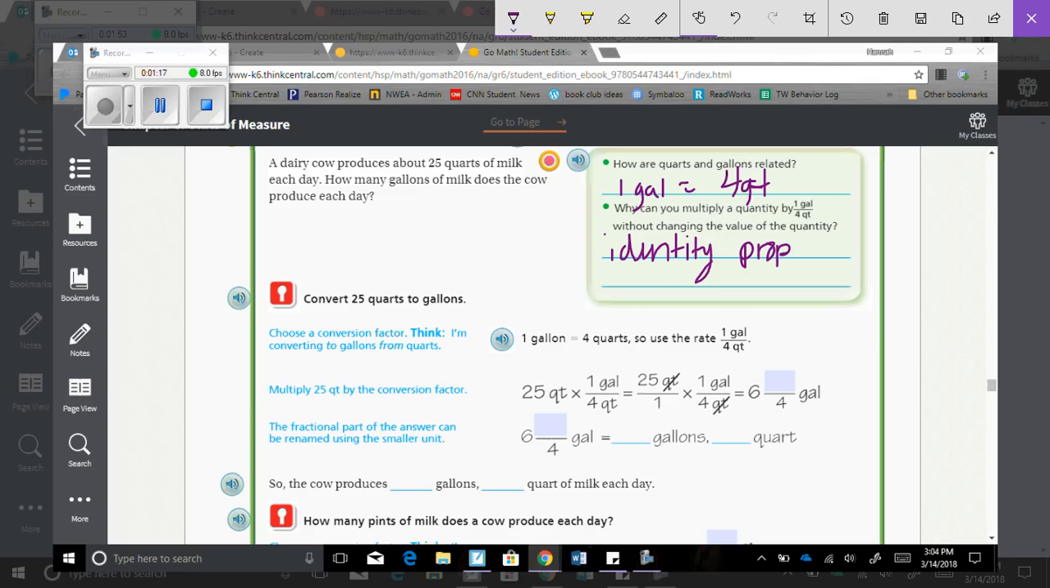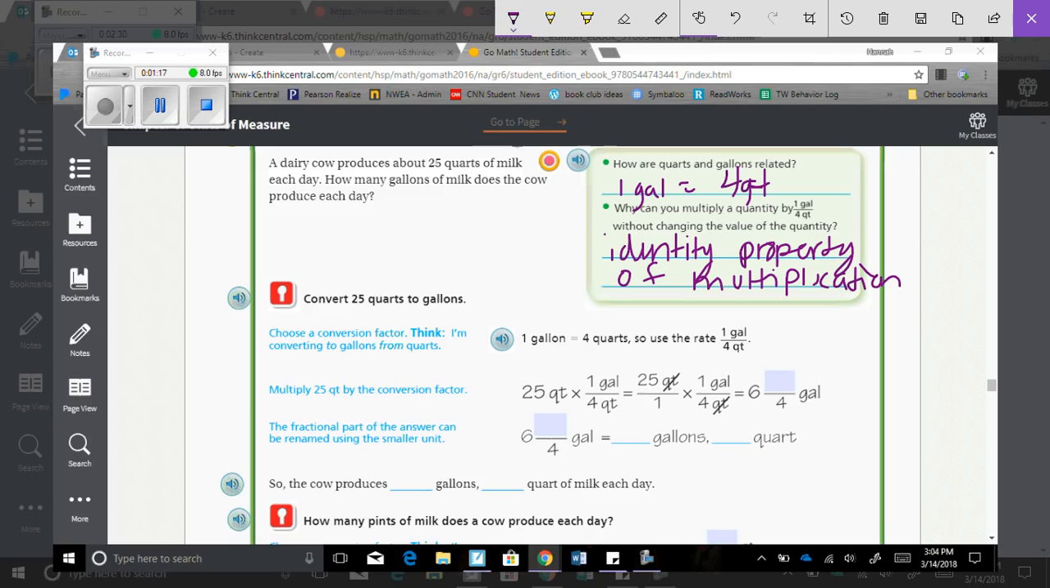Property of multiplication. Which is saying that 1 gallon equals 4 quarts, so 1 gallon over 4 quarts equals 1. So first thing we're going to do is convert 25 quarts to gallons. Choose a conversion factor. I'm converting from quarts to gallons. I have 1 gallon equals 4 quarts, so I'm going to use the rate 1 gallon over 4 quarts. Multiply the 25 quarts by the conversion factor.